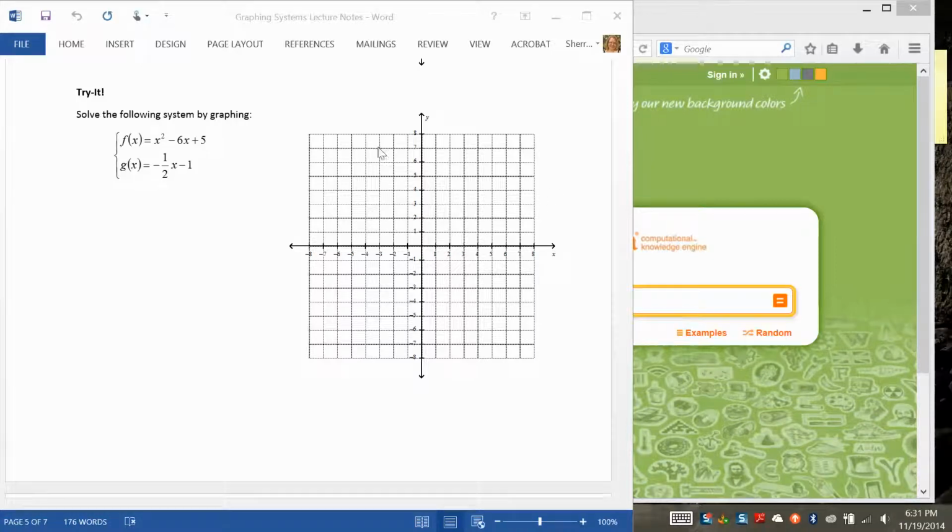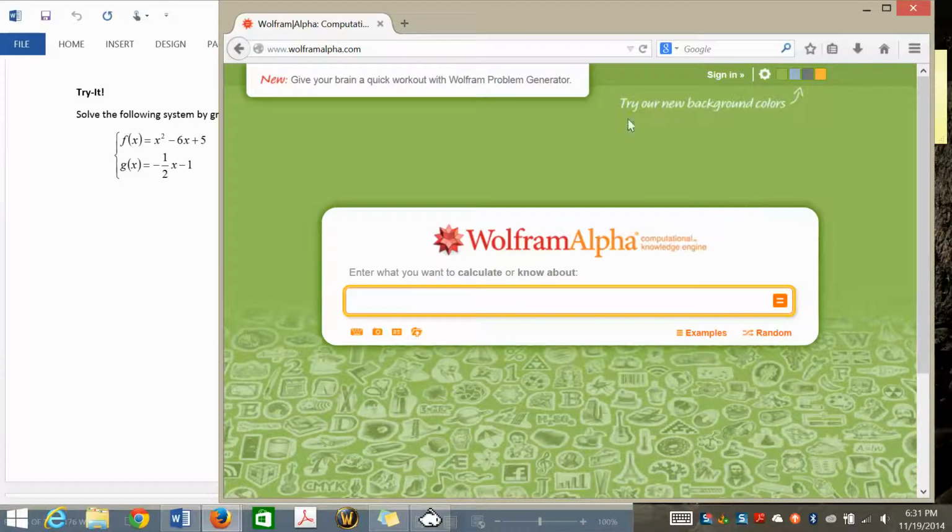So let's go through some additional examples of just solving these systems of equations by graphing. Again, our functions are getting a little bit more complicated here, so we're just going to use technology to help us sketch these graphs. I'm going to do a couple examples in Wolfram Alpha. We'll go back and do a couple examples on the graphing calculator so you can see how these different pieces work. All right, so let's start here with Wolfram Alpha.